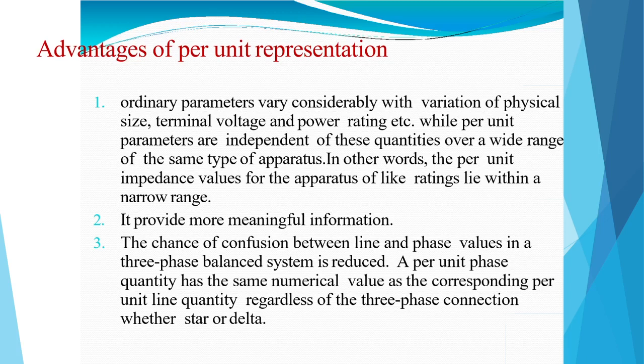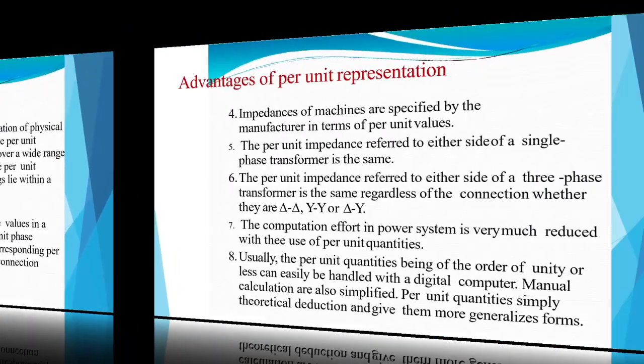Third, the chance of confusion between line and phase values in a three-phase balanced system will be reduced. A per unit phase quantity will have the same numerical value as the corresponding per unit line quantity regardless of the three-phase connection, whether it is a star connection or delta connection.